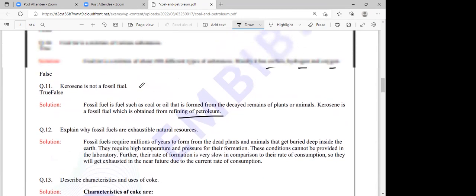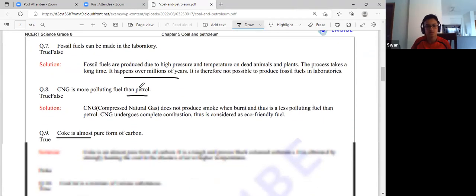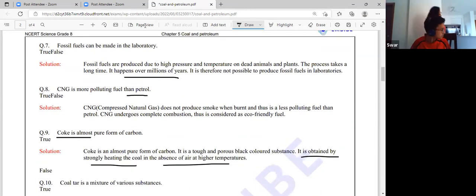Then okay, let's do true and false first, and after that. Mama, ready. Hey, hurry, yaar.